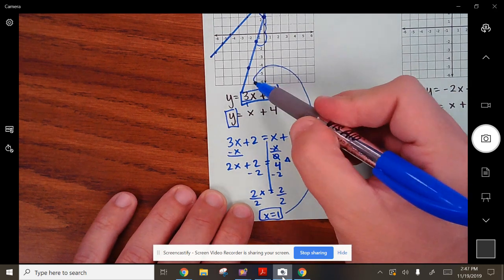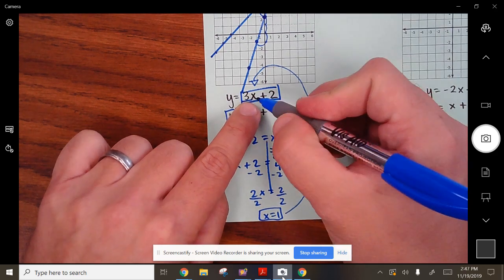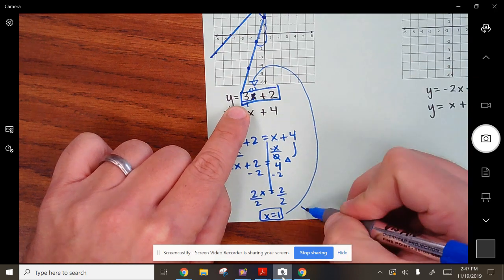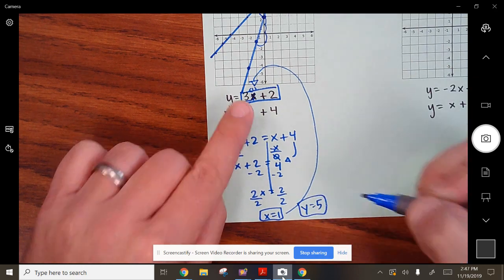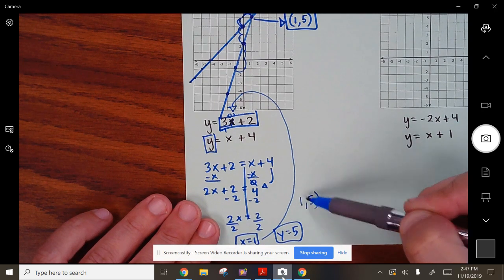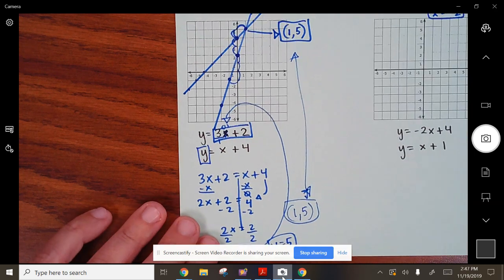Then plug it in. 3 times the 1, right? Because we're going to take away this x and put 1 there. 3 times 1 is 3, plus 2 is 5. And you're done. And guess what? Both answers are the same, 1, 5. All right, you guys got to do the last one on your own. Best of luck.